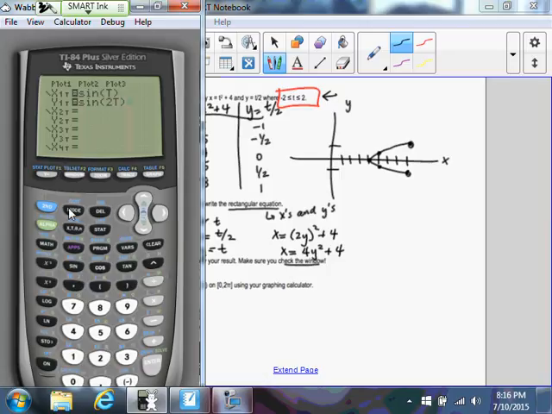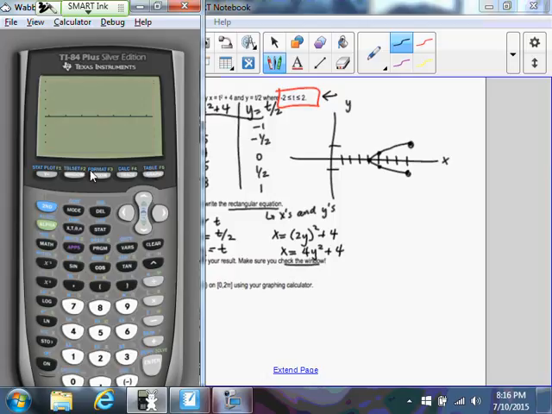Okay, and now I need to hit mode first on this because I need it to be in radians. It was already in radians. And then I want to hit my window, and I want my window to go from 0 to 2 pi. Let's see, where's my pi? Second pi. All right, and we're going to go ahead and hit enter and graph it.